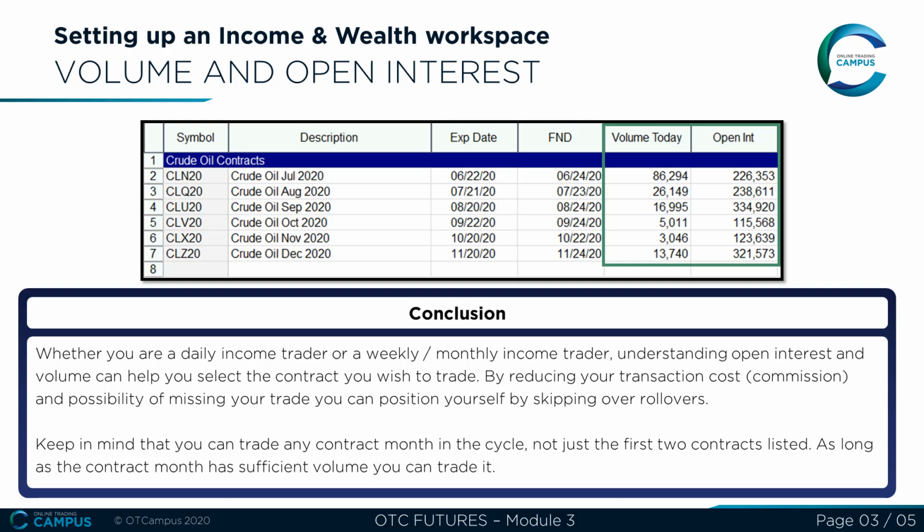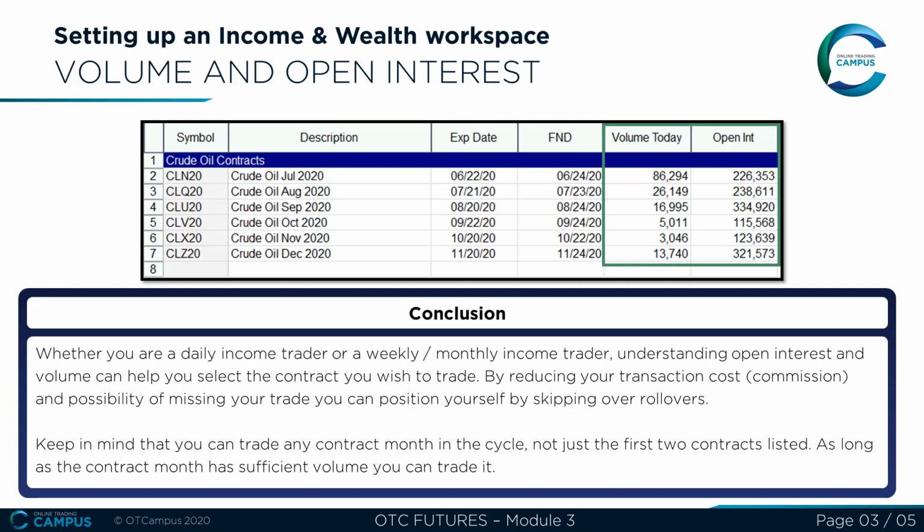This TradeStation radar screen screenshot illustrates this example in the crude oil market. It shows the crude oil market and 6 contract months in the cycle in the year 2020. Each contract month has its own volume and open interest. Today is the 8th of June 2020, hence the front month is CLN20, the July contract that expires in 2 weeks. Notice the volume in the July contract is 86,294 contracts, while the August and September contracts have much less.